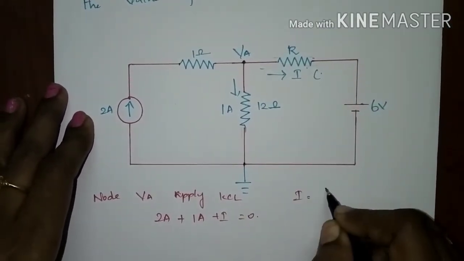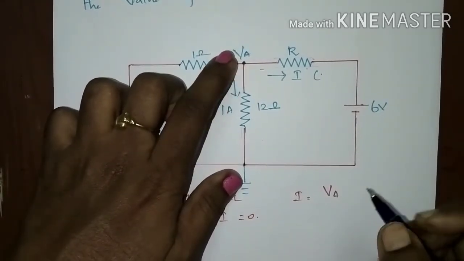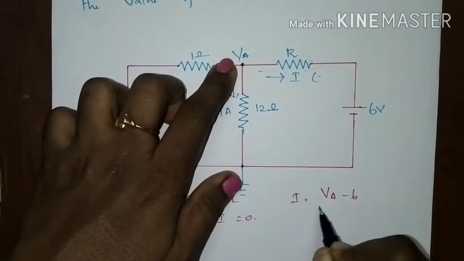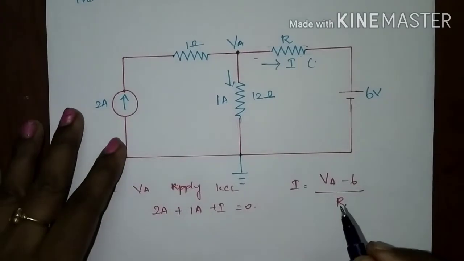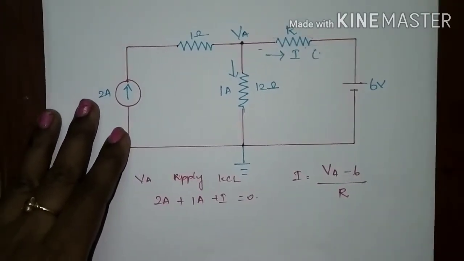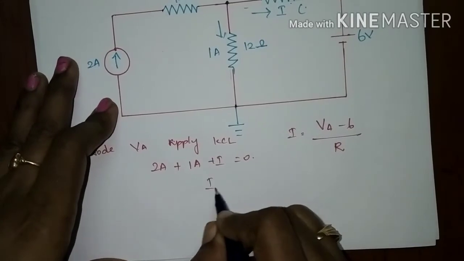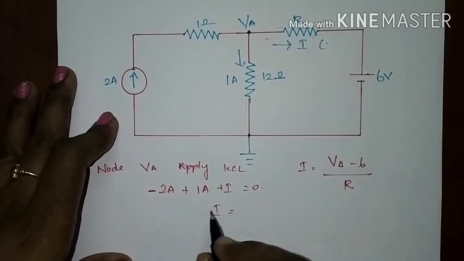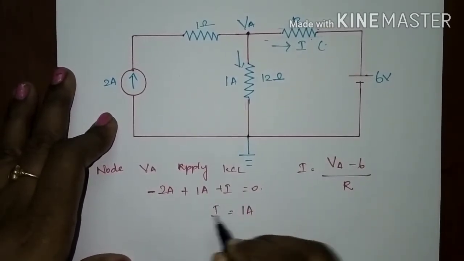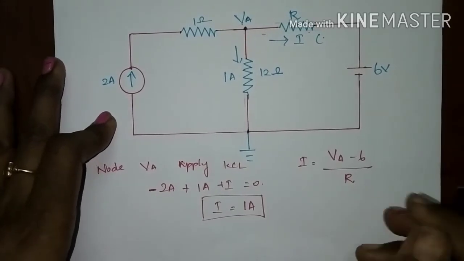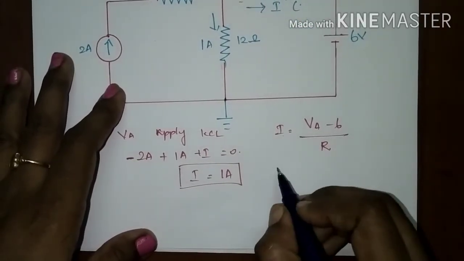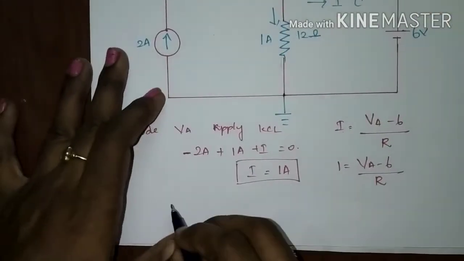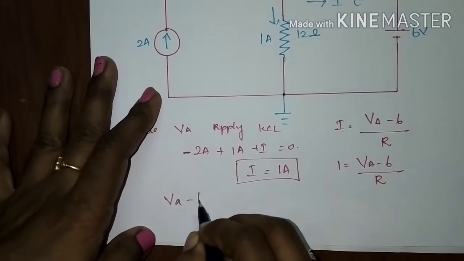So I can be given by VA, this voltage. You are assuming this voltage is in higher potential. So VA minus 6 divided by R, right? I is equal to VA minus 6 divided by R. From this equation, the incoming current is 2, right? So it is minus 2, I is equal to 1 ampere. So if you substitute here, I is equal to 1, VA minus 6 by R. So the equation would be VA minus 6 is equal to R.